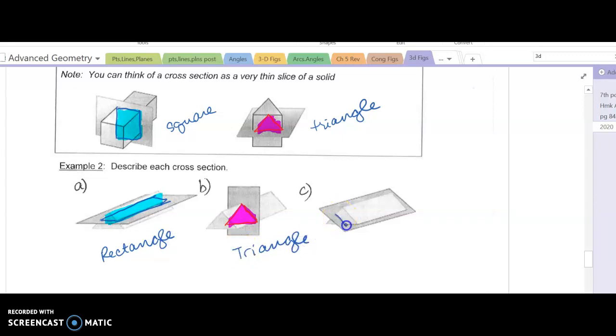And then again, if I cut it diagonally, I get even a different result. So you might still say it's a rectangle. Maybe some of you might say it's a parallelogram. Either way, I could take either answer. It's debatable.